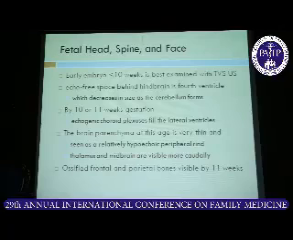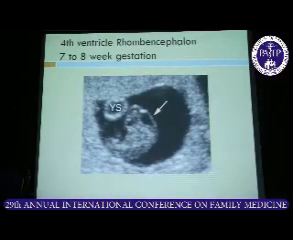By 10 or 11 weeks of gestation, echogenic choroid plexus fills the lateral ventricles, and there are ossified frontal and parietal bones. These are the head, spine and face findings. Now look at this image.